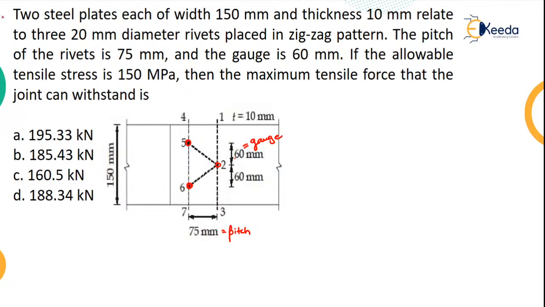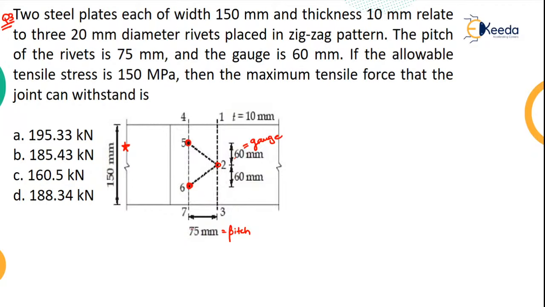So this is question number 3. Let me just quickly tell you. Steel plates, each of width 150 mm and thickness 10 mm, are connected by three 20 mm diameter rivets placed in a zigzag manner. So there are two plates of 150 mm width and 10 mm thickness, and there are three rivets like this in zigzag manner.